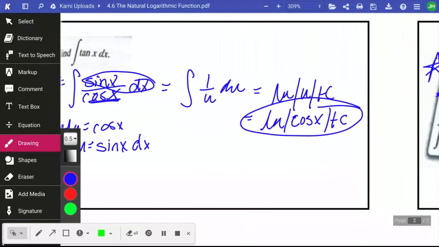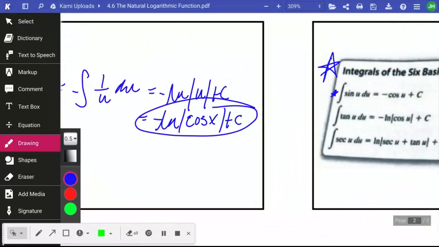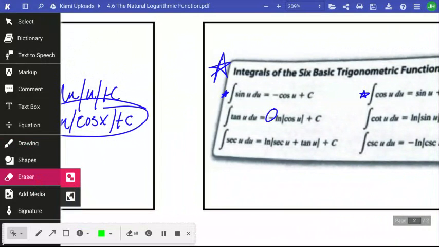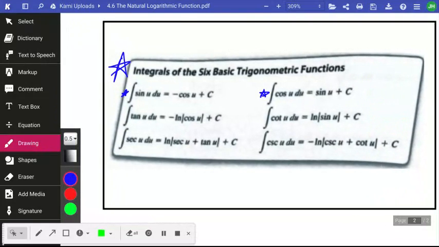Oh, I made a mistake. That reminded me. The derivative of cosine is negative sine. So we would have had to add a negative to change it. And that changed a little bit of everything. Very important. So sorry about that. I caught that by looking here. So it's important to have somewhere to check ourselves. And so it's negative natural log cosine.